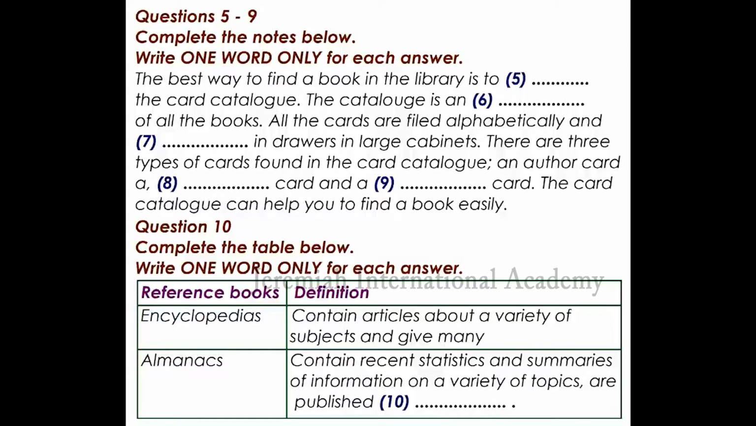An atlas is a book of maps. It may contain many different kinds of maps. The maps in an atlas are often arranged alphabetically by country or continent. Almanacs are also a type of reference books.